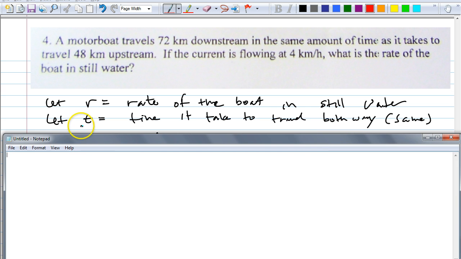So that's it. And isn't that time going to be the same? We're traveling the same time as you go downstream as going upstream. So you're exactly right. There are two unknowns for this: the rate of the boat in still water and the time it takes to travel both ways. It's the same amount of time going down or coming up. That's why the distance is different.